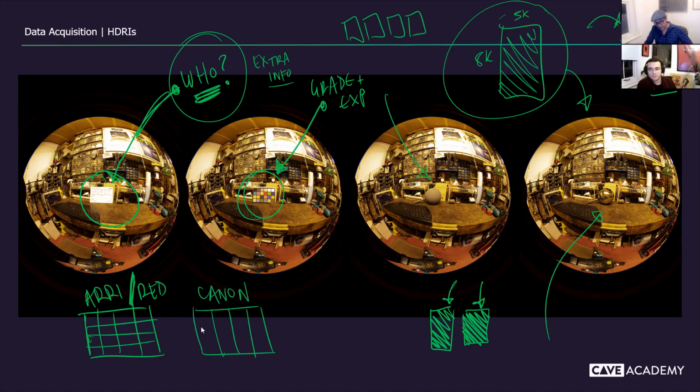So if we can capture the reference of the Macbeth via the ARRI and the reference of the Canon, you can then use gizmos in Nuke, like the color target, to do a transform to line these up so they have a similar color, a similar exposure, and so on. So that's very important to allow your HDRI to be graded correctly for the shot itself.